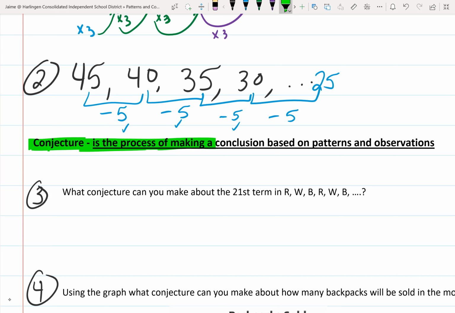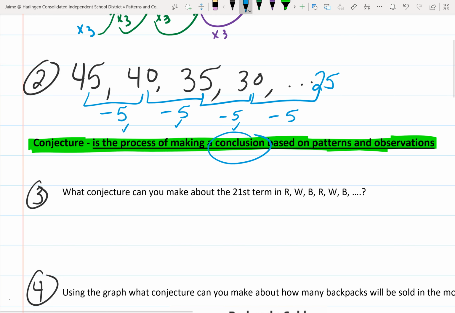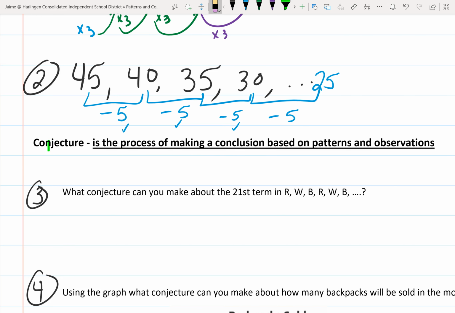A conjecture. The next part we're going to do. A conjecture is the process of making a conclusion based on patterns and observations. It's kind of what we did here already. We found a pattern and we made a conclusion based on the patterns that it was going to be 25, because we kept seeing that it was going to be minus 5, minus 5, minus 5. So that's what a conjecture is. Okay?